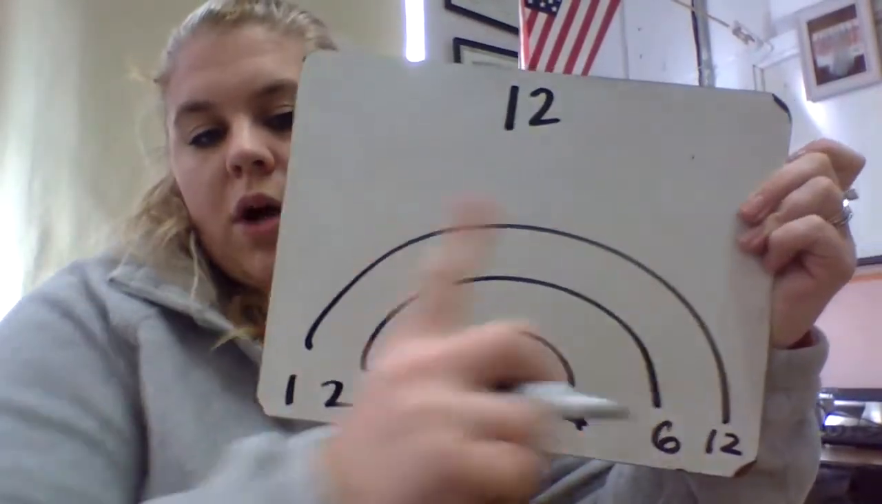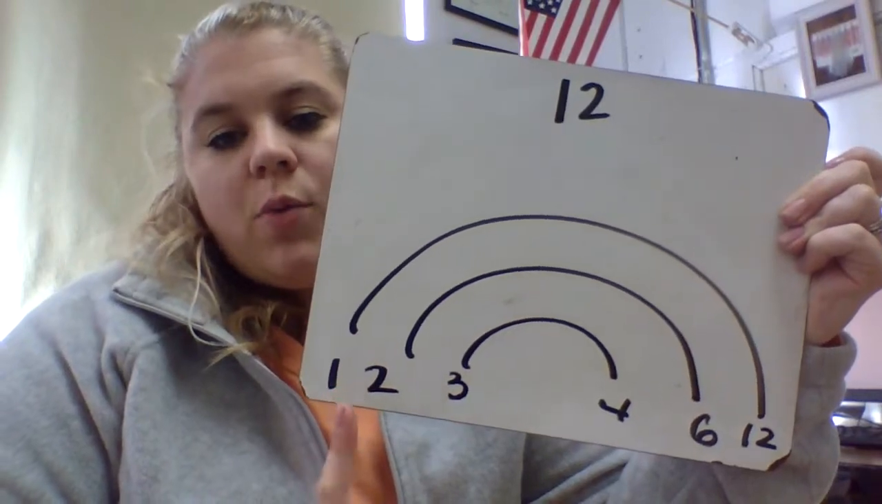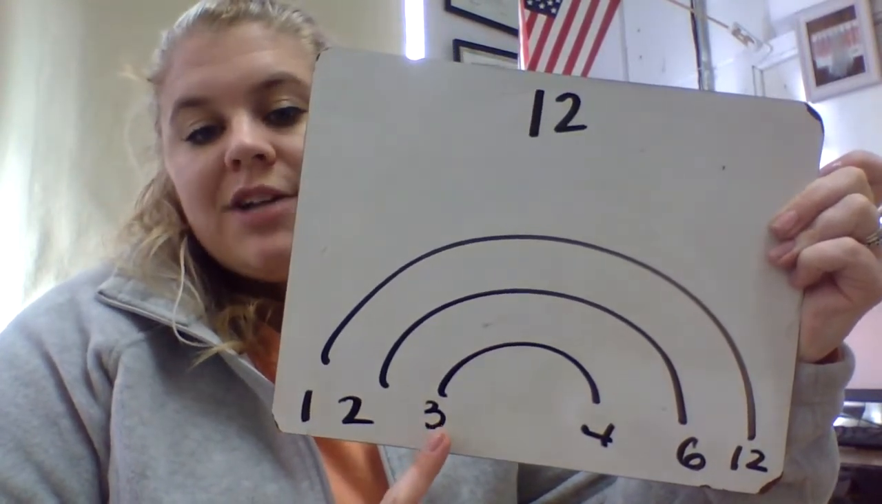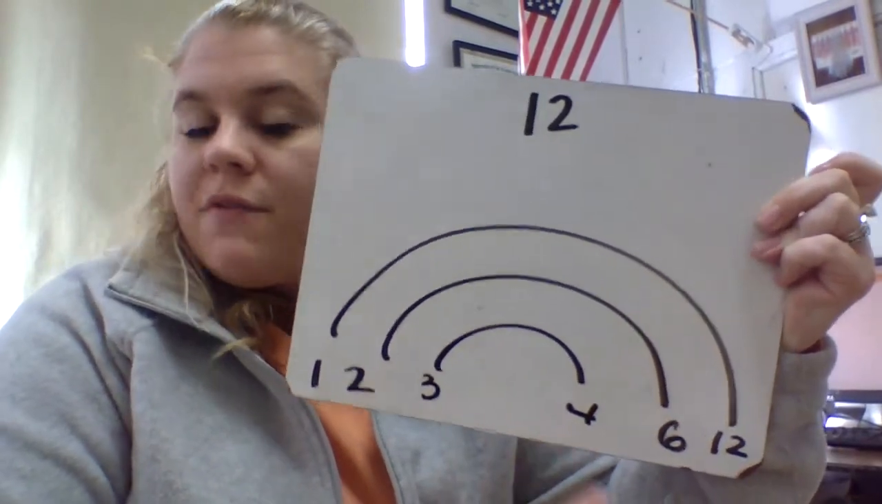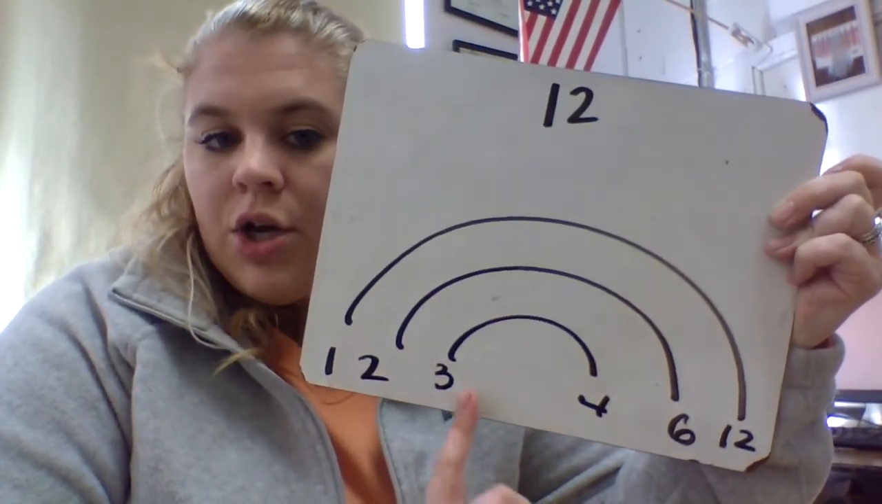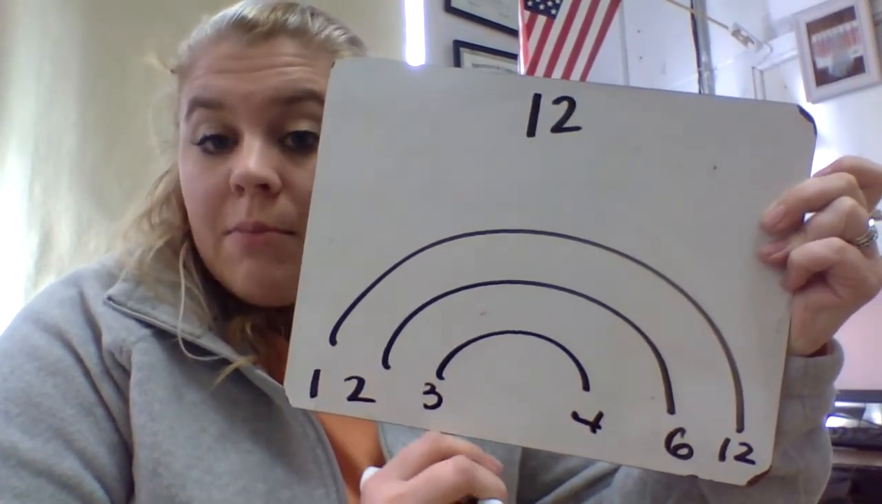I have 1 and 12, 2 and 6, 3 and 4. I tried 1, I tried 2, I tried 3. Well, then I'm already at 4, so there's nothing else between 3 and 4, so those are all my factors. You've got to count any numbers in between your smallest hump to see if you can find any more. So you're going to practice finding factors, and then we're going to work some more with factors in another lesson.